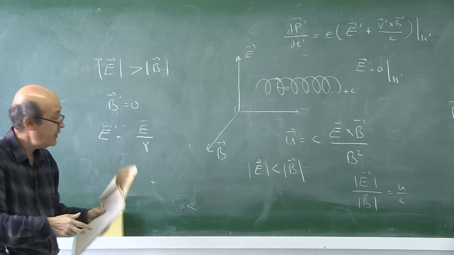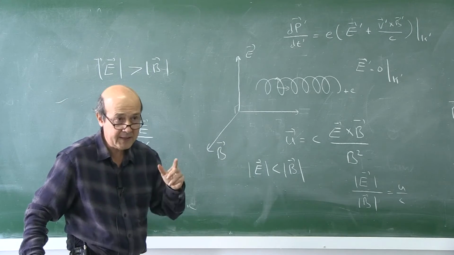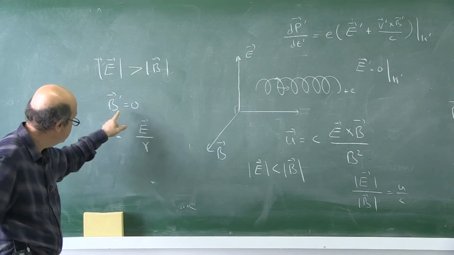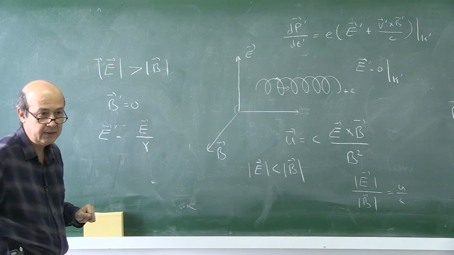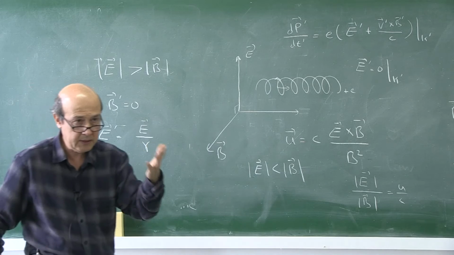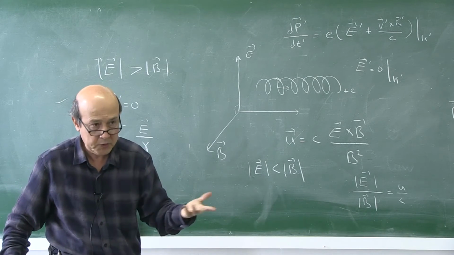So that means that if the electric field is greater than B in magnitude, what is the motion of the charged particle in that case? There is no magnetic field, only electric field. What do you expect as a motion? Q times E divided by mass is the acceleration. The force is QE in that case.